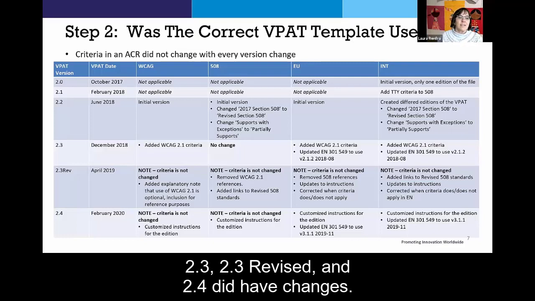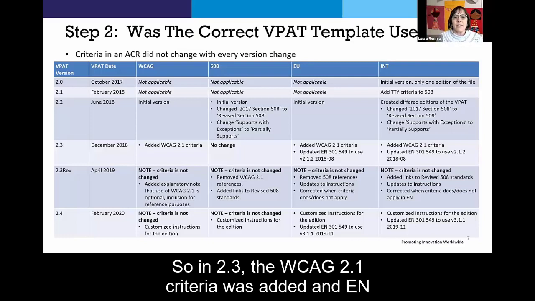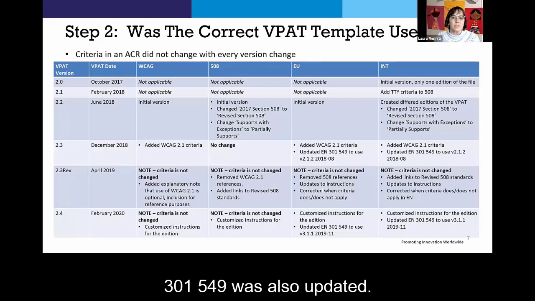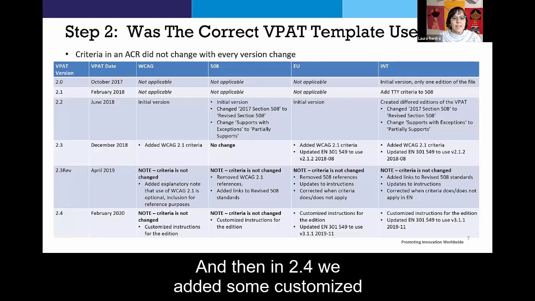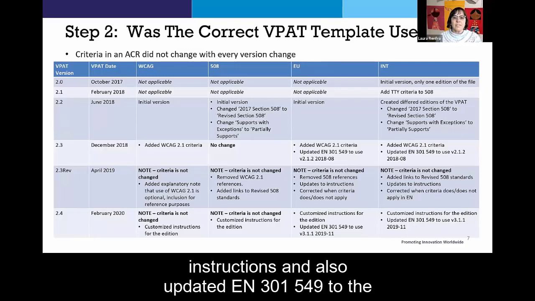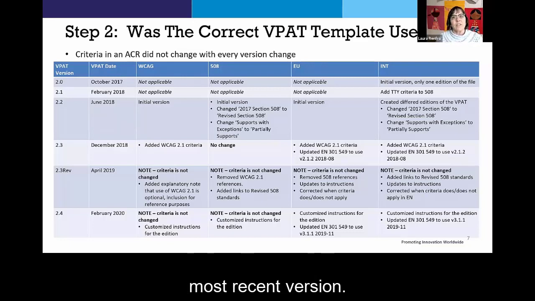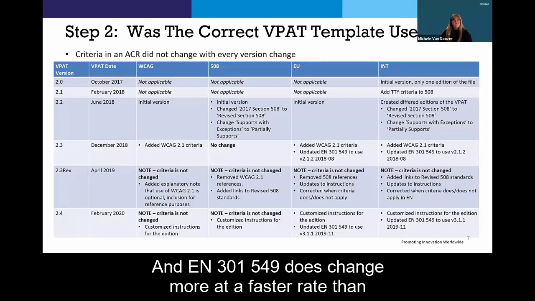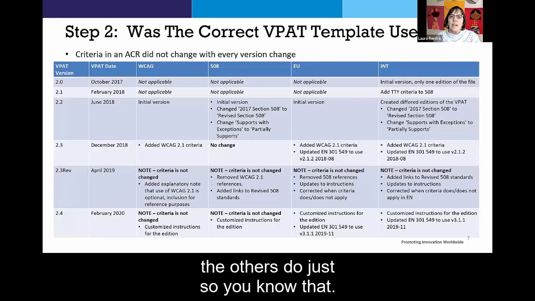2.3, 2.3 revised, and 2.4 did have changes. So in 2.3, the WCAG 2.1 criteria was added, and EN 301 549 was also updated. And then in 2.4, we added some customized instructions and also updated EN 301 549 to the most recent version. And EN 301 549 does change at a faster rate than the others do, just so you know that.